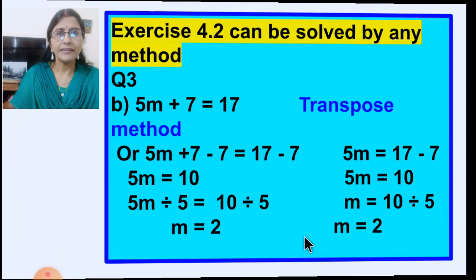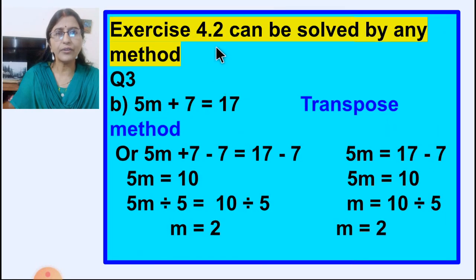Now I would like to tell you about exercise 4.2. They have solved it by this method, but you can do it by any method. You can do it by the transpose method or by the first method also. 5m plus 7 is equal to 17. So I am solving this equation by both methods.